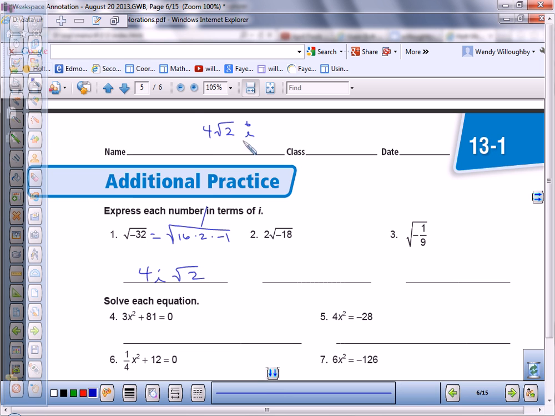Okay? This becomes 2 times the square root of 9 times 2 times negative 1. So this 9, when it comes out, will bring a 3. So we get 6i root 2. Make sense? And this one we can think of as negative 1 times 1/9. Well, the square root of negative 1 is i. The square root of 1 is 1, and the square root of 9 is 3. So it's 1/3 i. And if you want to write that as i over 3, that's also okay.